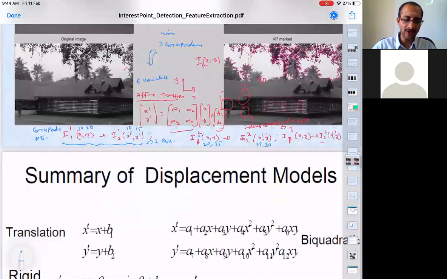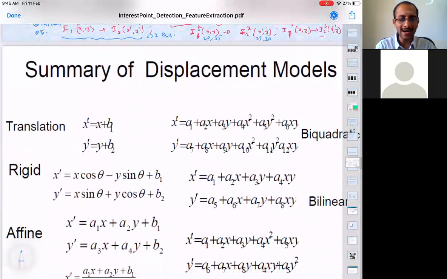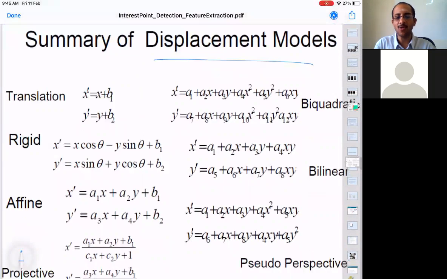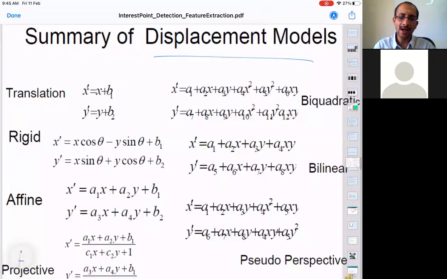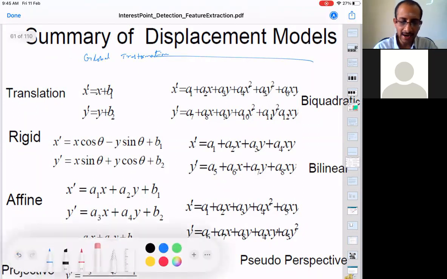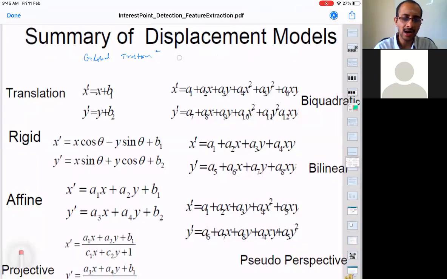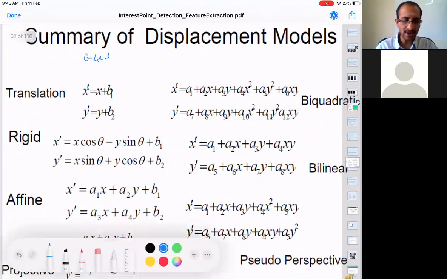This is typically done to find the global displacements, or global transformations. These are referred to as displacement models between image 1 and image 2. The global transformation can be captured simply through a translation, or a little more rigorously by rotation and translation, which is referred to as rigid body transformation.